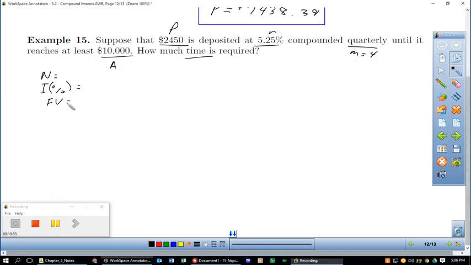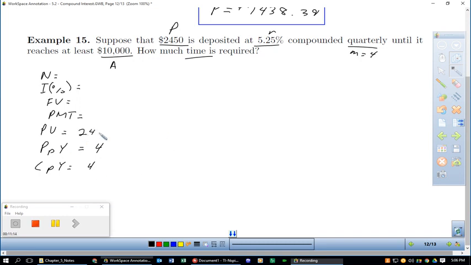Okay, we've got payment, present value, payments per year, and compounding periods per year. For us, these two are always going to be the same. It's 4 times a year, so this is M. That's both going to be 4. The present value is 2450. Payments, it's going to be 0 for us. Future value is $10,000.